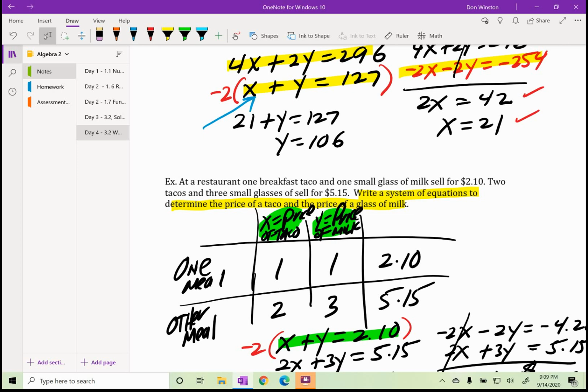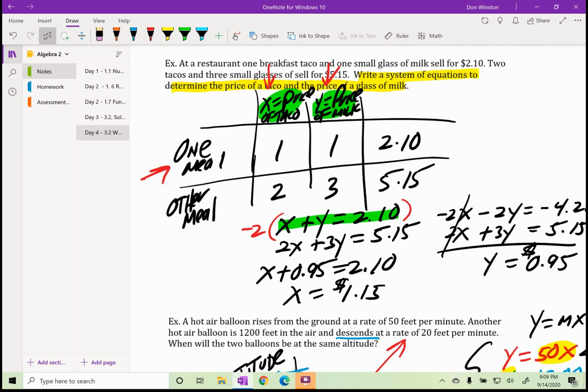Okay, I define my variable. X is equal to the price of a taco. That's what the problem says. And then Y is equal to the price of milk. Now I'll complete my organization chart. Okay, 1 meal consisted of 1 taco and 1 small glass of milk, and that sold for $2.10. And then another meal consisted of 2 tacos and 3 small glasses of milk, and that sold for $5.15.